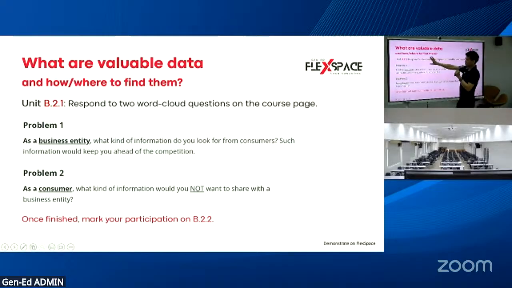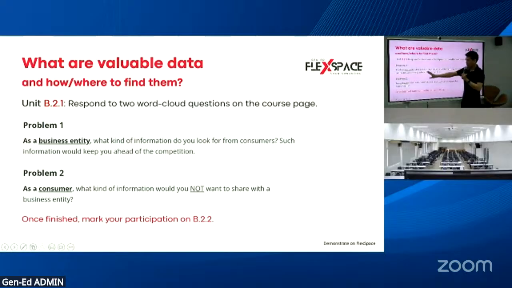Now, on this page, you will see two problems. Problem number one says, as a business entity, what kind of information do you look for from a customer? Such information would keep you ahead of the competition. So you have to think, if you own a business, what you are looking for from customers, what you want to know from customers. And if you know that information, it will help you adjust your business strategy accordingly. It will help you provide more advantage than your competitors. This is question number one.